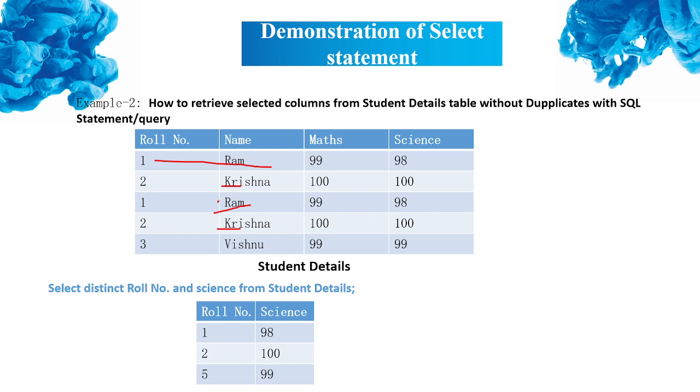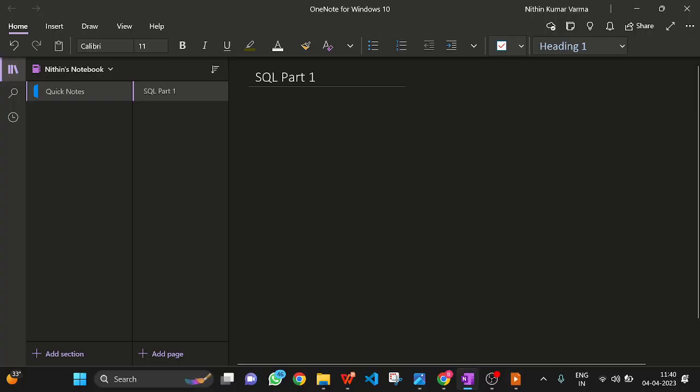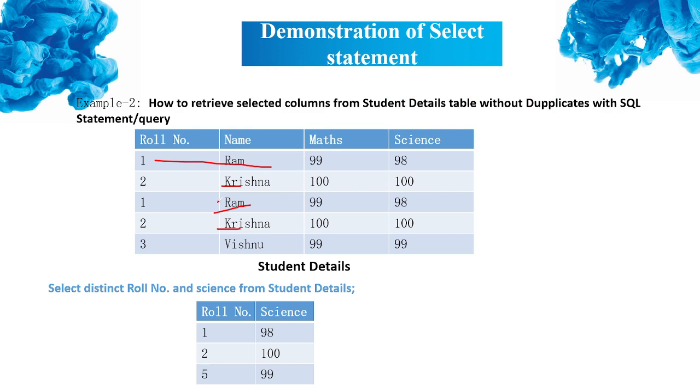So if you want to get the entire table, all the details without any duplication, we need to simply write select distinct star from student details. So this will give you the entire table without any duplications, right?